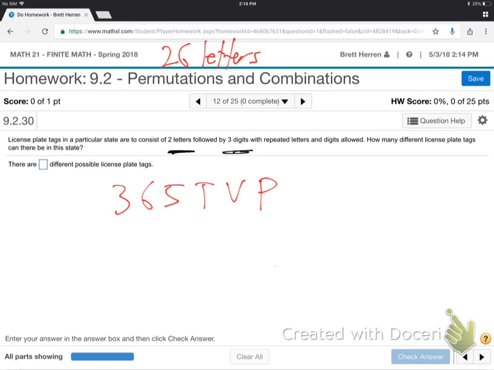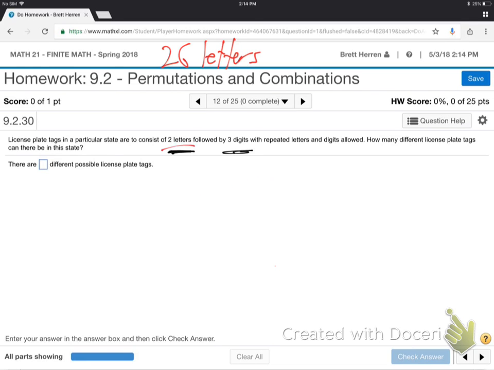But anyway, I still remember my old license, 365 TVP. Let me just cut off a digit because we're only allowed to do 2 digits. So that license is 65 TVP. 2 letters followed by 3. Oh, no, I got it backwards, don't I? That isn't right at all.